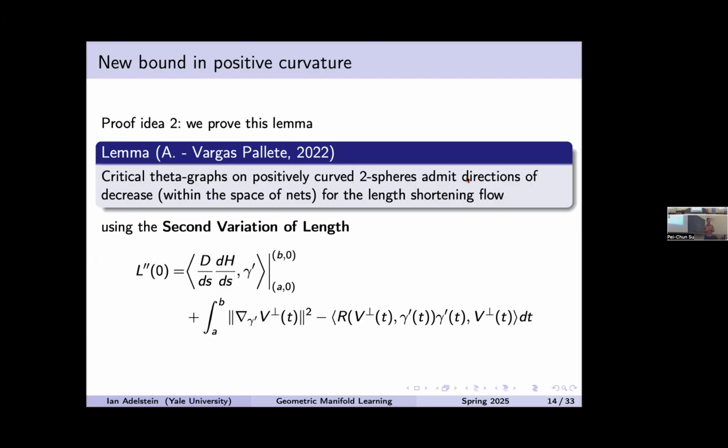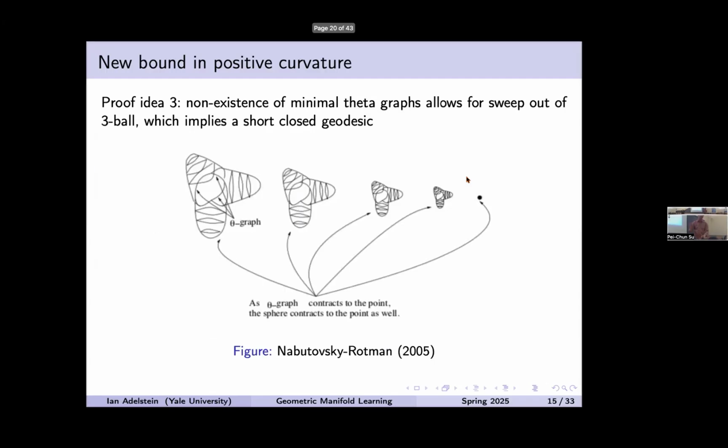Okay, and so what this affords me, and this is the last slide in this hand-wavy proof, is that I end up running a curve shortening flow, some negative gradient descent algorithm on my sphere. And I end up wanting to contract my theta graphs down to a point. The way I set it up, there's a topological obstruction to this happening. And either my flow is going to get stuck on a short closed geodesic, which is good, because then I found a short closed geodesic.